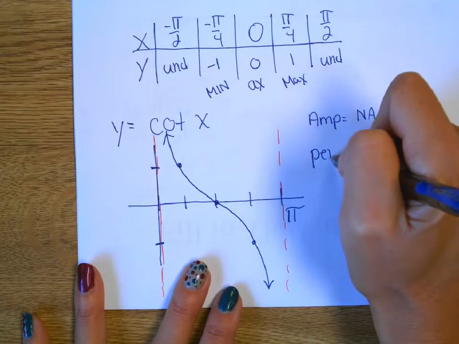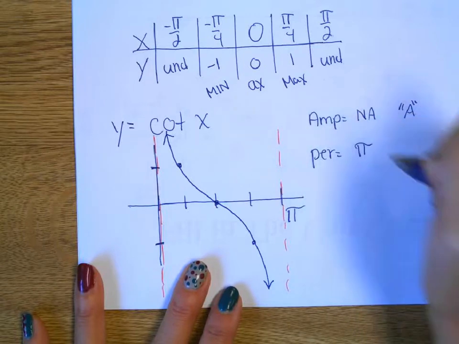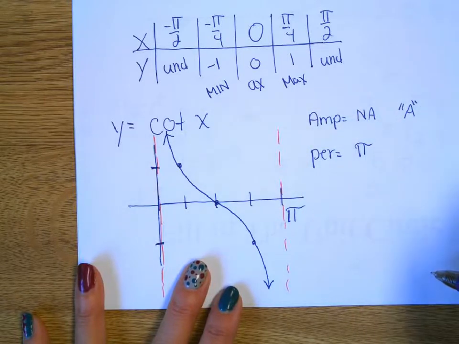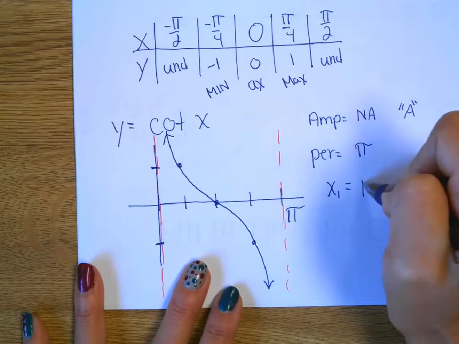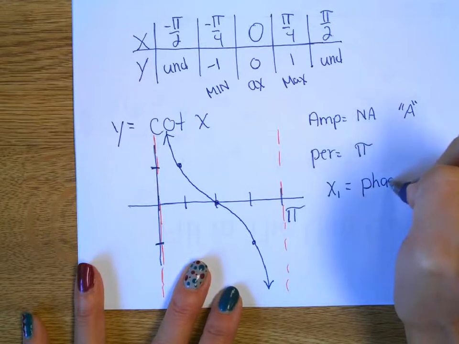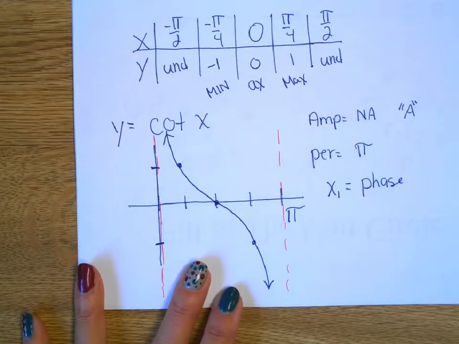Period is pi, and the starting x value here will be the phase, just like the other 4 graphs all start at phase. The only odd duck is that tangent. Tangent's the only one that does not start at the phase.